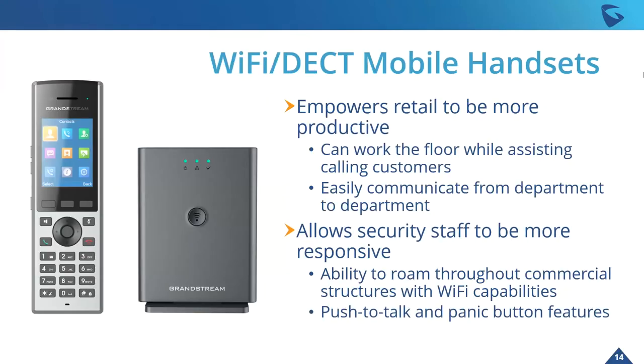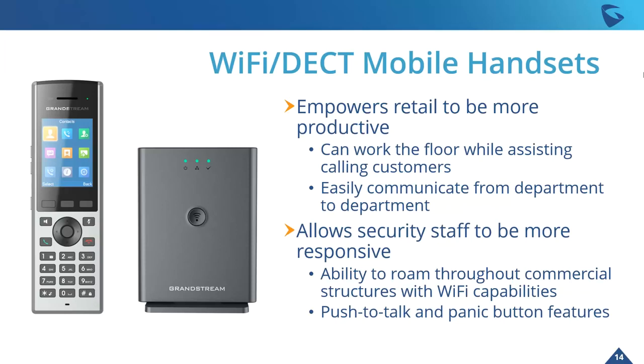All right, mobility is a huge thing here when it comes to commercial deployments. Of course, we have our Wi-Fi and DECT mobile handsets here to assist with this. So it helps empower retail employees to be more productive, so they can essentially work the floor while assisting calling customers. That means commercial owners as well can employ fewer people because the individual employees are more productive. And you can easily communicate from department to department this way, helping any customers who are currently on premise.